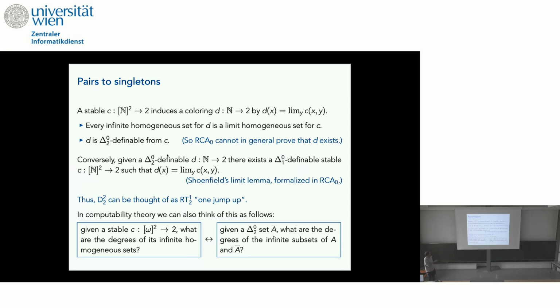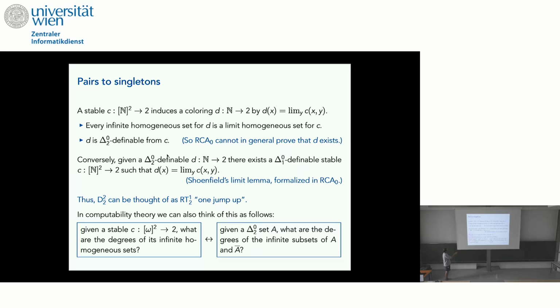So we have this delta 2 definable D, but because RCA naught does not have delta 2 comprehension, in general this induced coloring only exists as a class function for RCA naught, right? It exists as a formula, not as an actual function, not as a set.